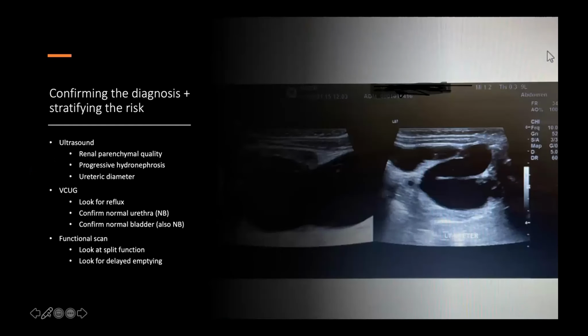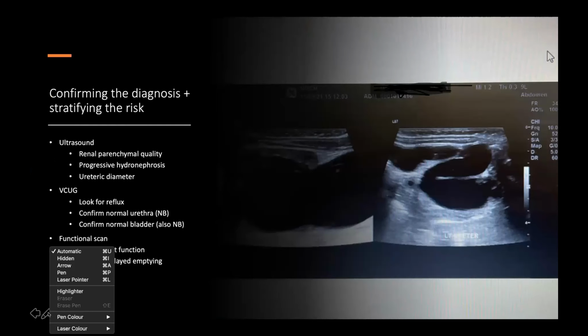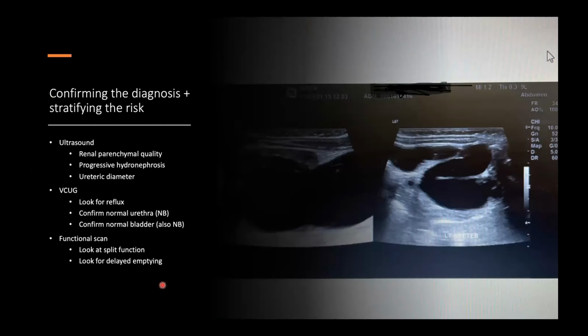So once again, we're going to confirm the diagnosis and stratify the risk. And you really want to have very specific questions for yourself and for your radiologists when you're doing this process, because it really, really directs therapy.